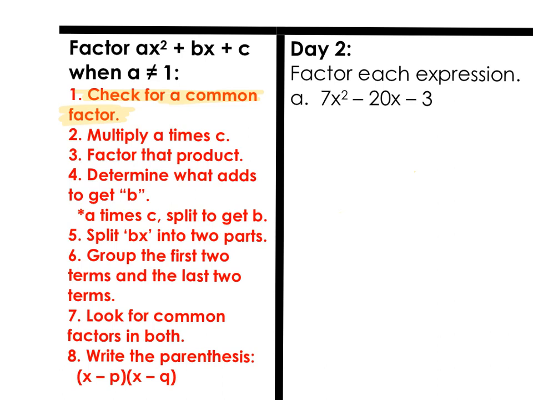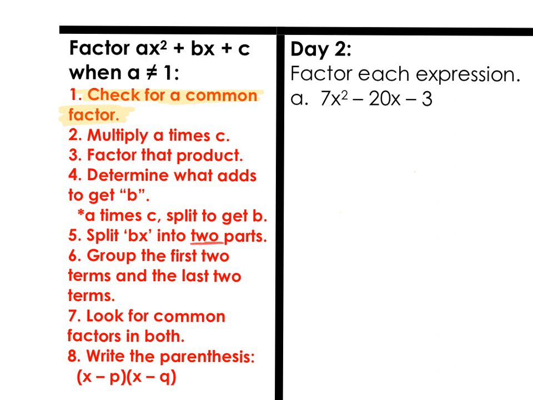The second thing you want to do is, since a doesn't equal 1, we have to configure our split the c rule a little differently. So step 2, we're going to multiply a times c, and then we factor that product to get the b value. So it's called a times c split to get b. And then from here, we take the b term and we split it into two parts based on the factoring rule that we got within steps 3 and 4.